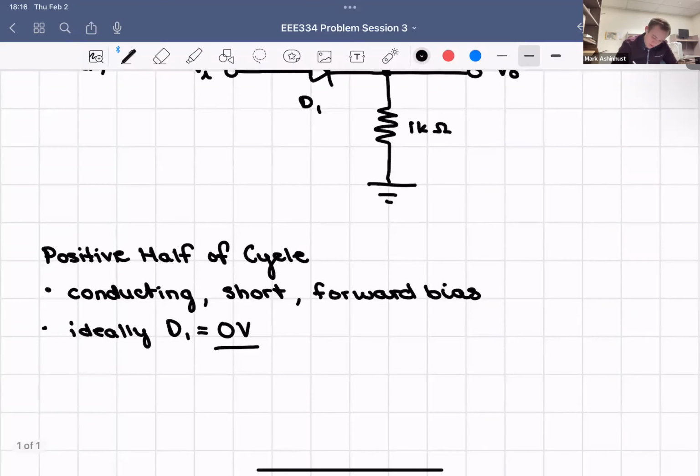Then if we go to the negative half of the cycle, I'll zoom out here.